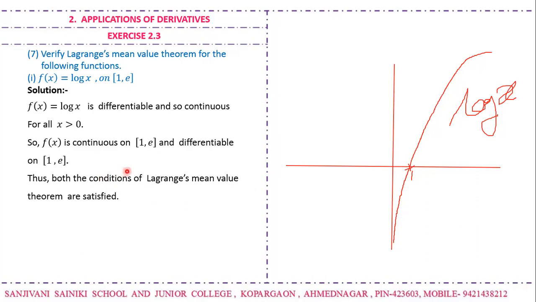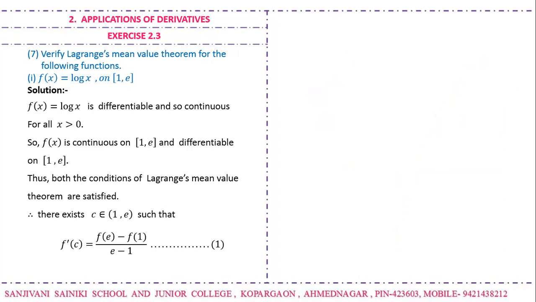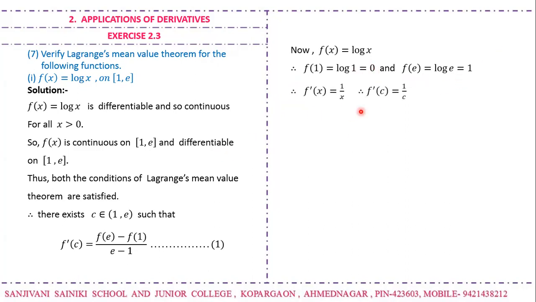Hence there must exist c in the open interval (1, e) such that f'(c) is (f(e) minus f(1)) upon (e minus 1). This is the Lagrange's mean value theorem formula. So what is f of e? f of e is log e. What is f of 1? f of 1 is log 1. Log of 1 is 0 and log of e is 1. So f'(c) is 1 upon c.